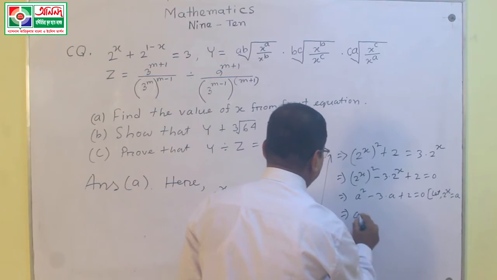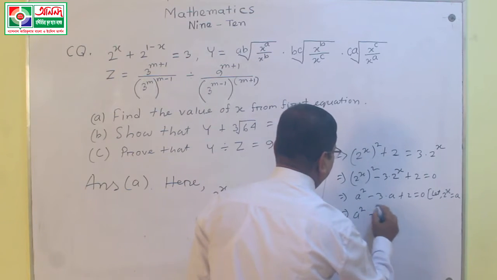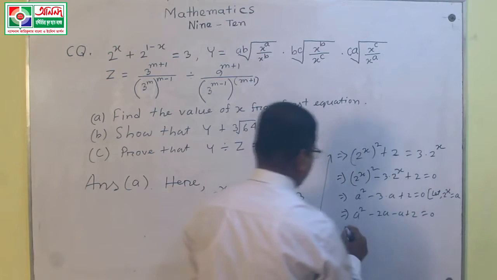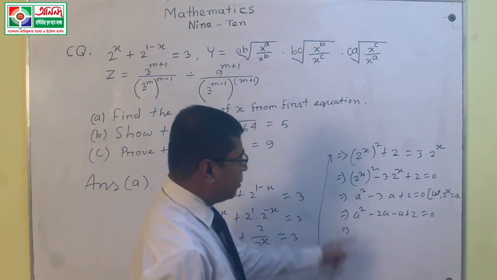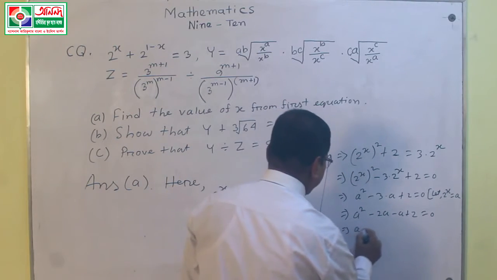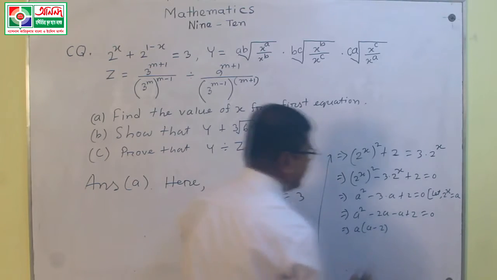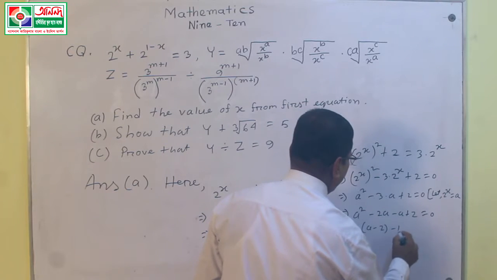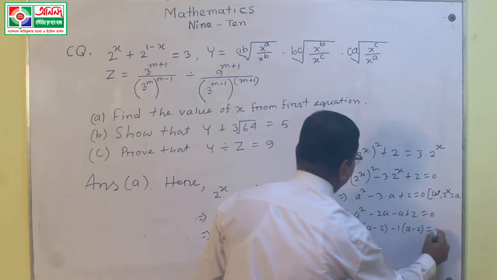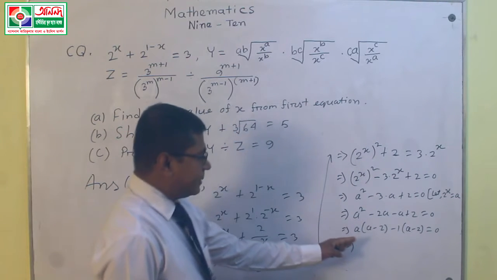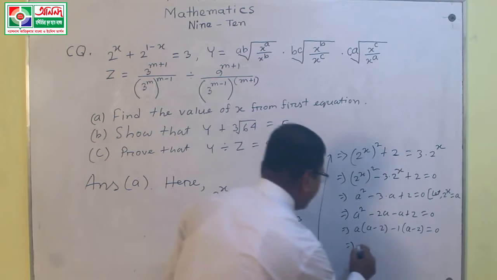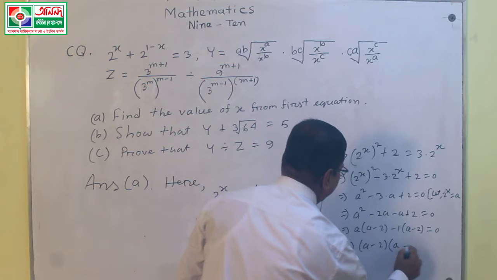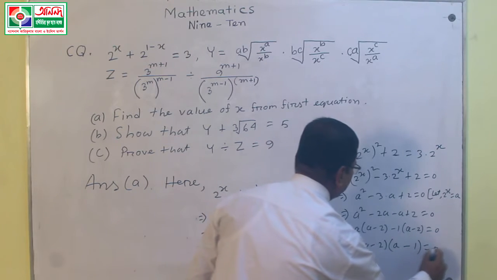Here look at a square minus 2a minus a plus 2 equal 0, and then we can take common a from the first two terms, so you can write a into a minus 2, and you can take common minus 1 from the last two terms, so you can write minus 1 into a minus 2 equal 0, and here we can take common a minus 2, so you can write a minus 2 into a minus 1 equal 0.